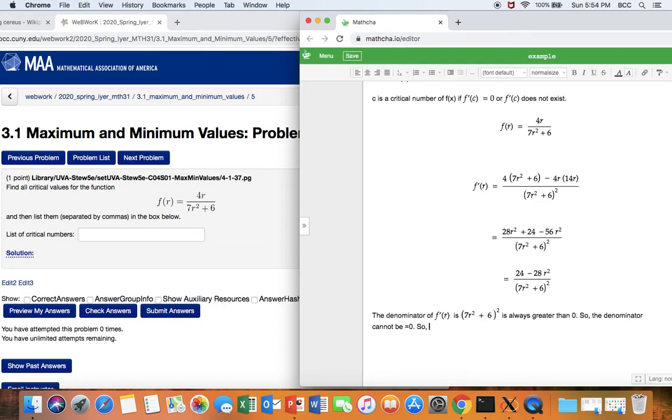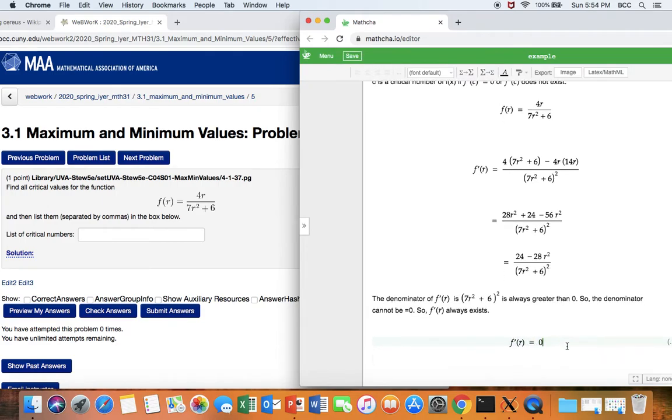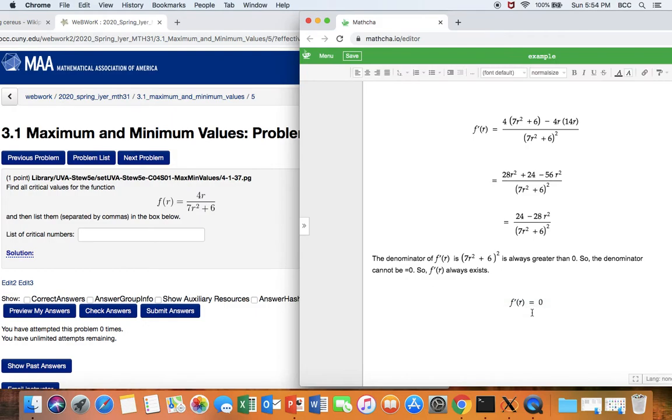So what does that say? f prime always exists. In other words, there will be no place where this is undefined, since the denominator is never 0. So this part doesn't work. The only issue is to see where the other part works. We want to set f prime of r equal to 0 and find the values of r. So let's figure that out.